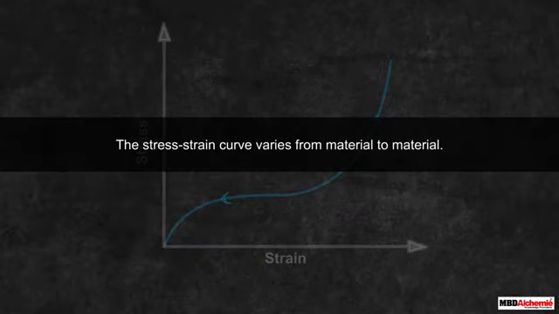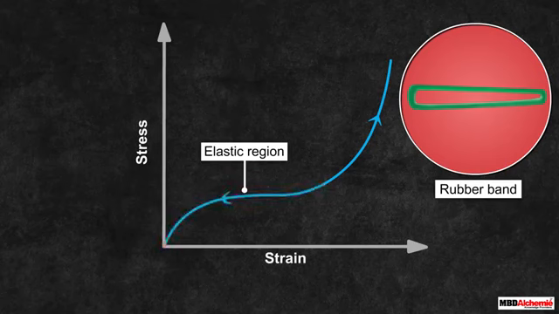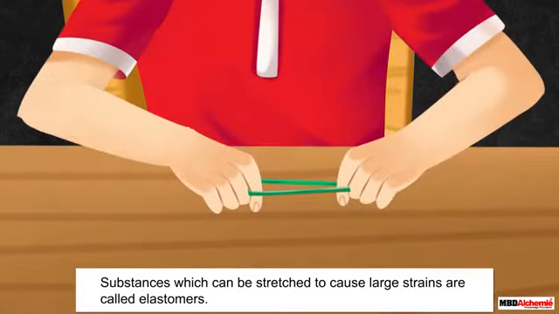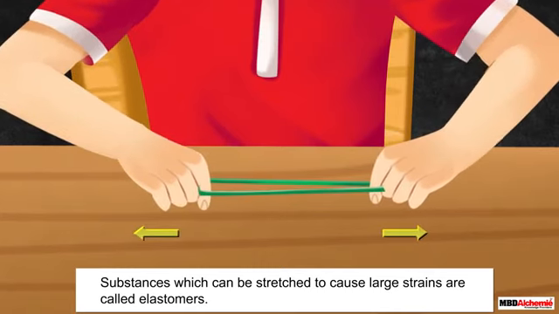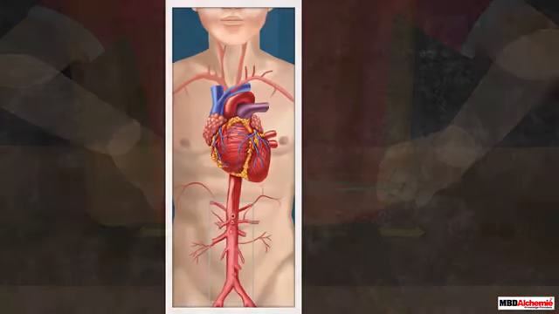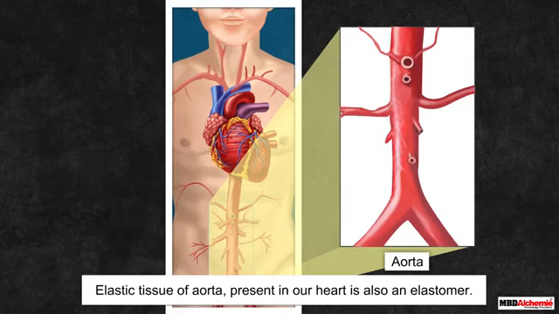The stress-strain curve varies from material to material. This figure shows the stress-strain curve for the rubber. Although elastic region is very large, the material does not obey Hooke's law over most of the region, and there is no well-defined plastic region. Substances like rubber, which can be stretched to cause large strains, are called elastomers. Interestingly, the elastic tissue of aorta present in our heart is also an elastomer.